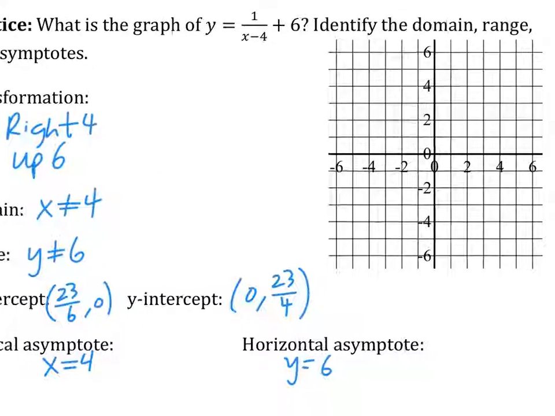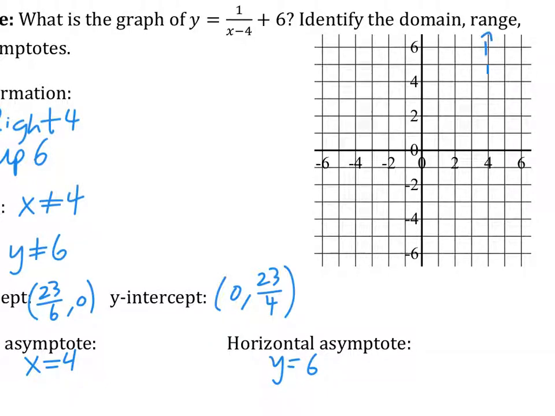So get those asymptotes on there first. 23/6 is almost 4. So somewhere here. 23/4 is 5 point something. So something like that. And then on the other side. Can't see what's going on there, but that's how it looks like.